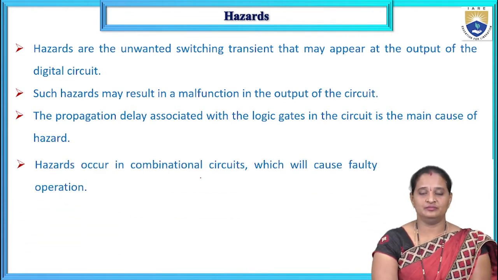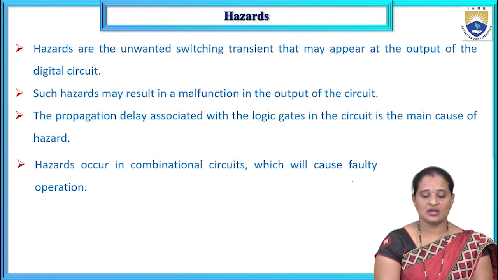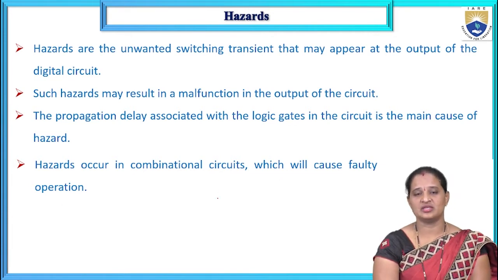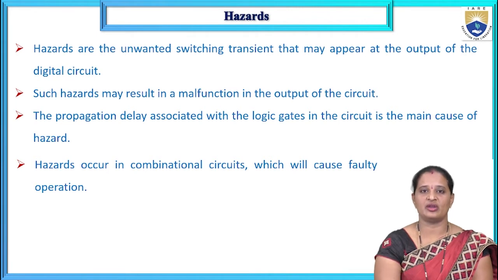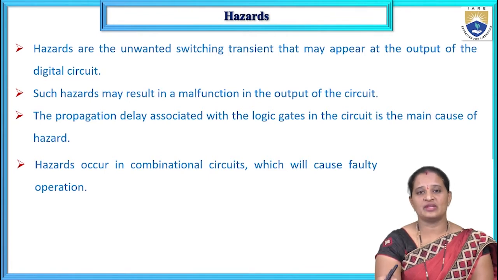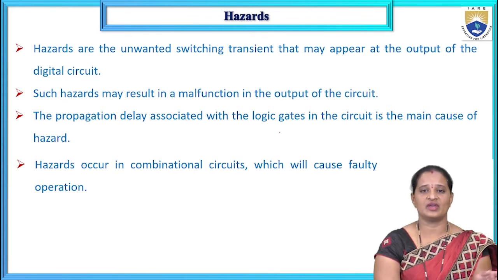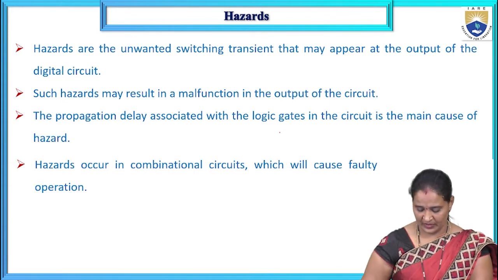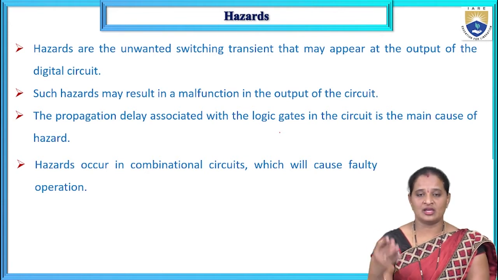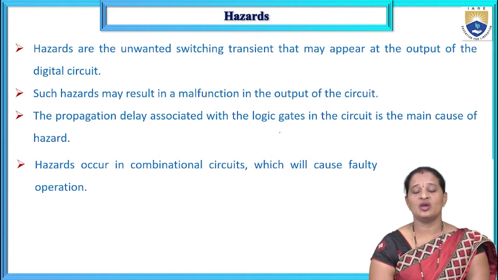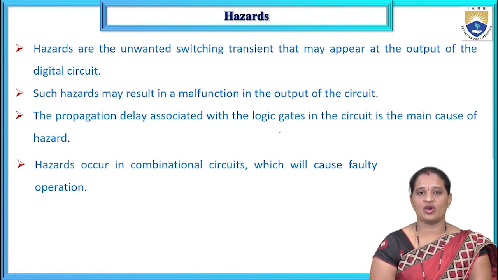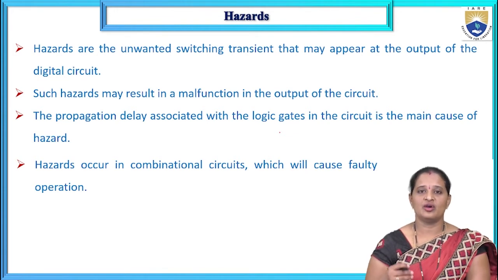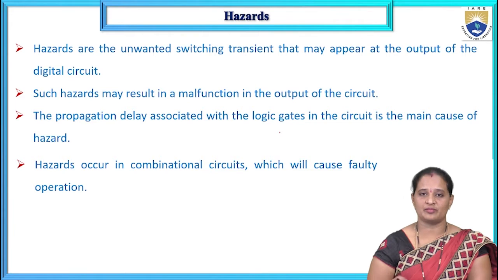Hazards occur in combinational circuits and cause faulty operation. Faulty operation means, for example, that for a change in the input the output must be 0, but due to the hazard the output may change to 1. So it leads to unwanted output for the given change in the input signals. That means the hazard leads to malfunctioning of the combinational circuit, which is then not able to serve its purpose.